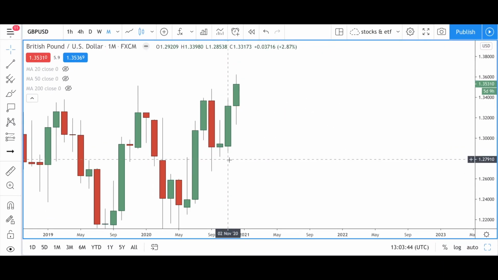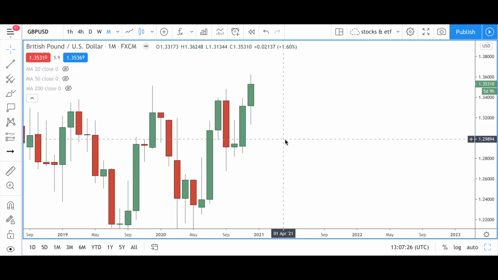Now, let's look at some live examples. We're currently looking at the pound-dollar chart on the monthly time frame. If we have a look at this bullish candle, this candle represents 1 month of trading activity in November. We know that price opened around 1.29209, closed at the end of the month at 1.33173, and during that month, buyers and sellers were able to drive price as high as 1.33980 and as low as 1.28538.